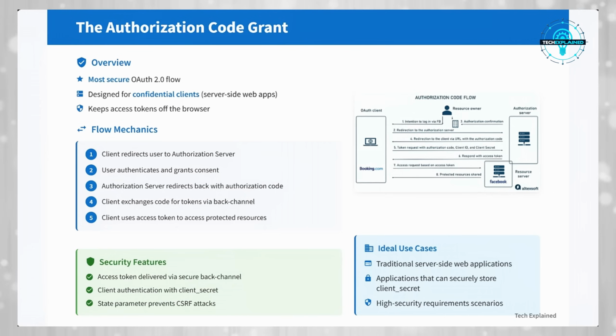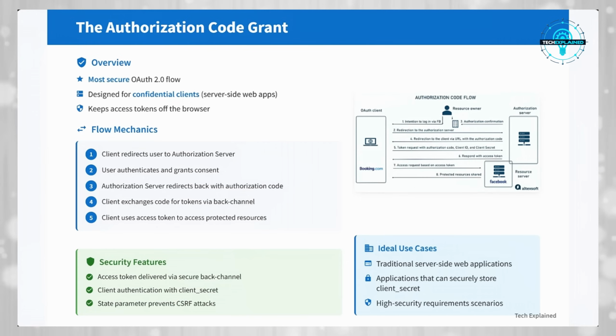Next, you authenticate with the authorization server, perhaps by logging in, and are presented with a consent screen detailing the permissions the client is requesting. If you grant consent, the authorization server redirects your browser back to the client's specified redirect URI. This redirect includes the single-use authorization code and the original state value in the query string. The client application receives this request at its redirect URI.